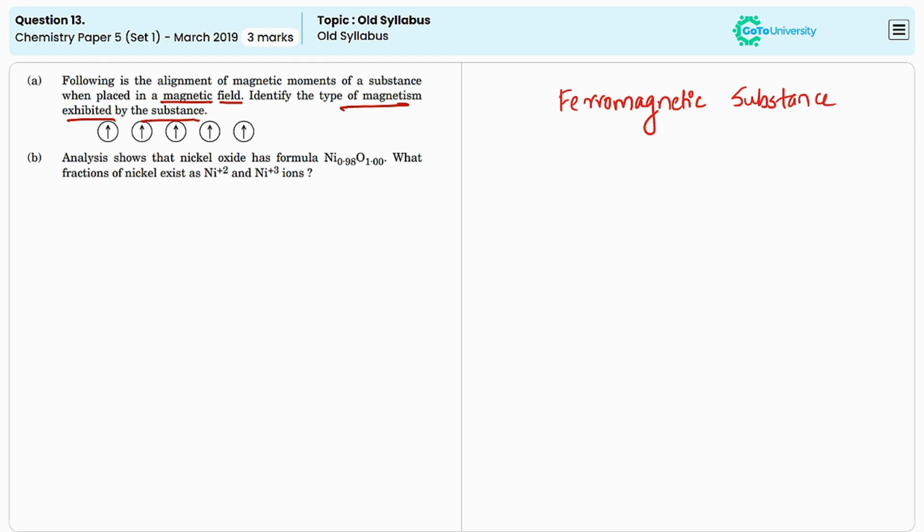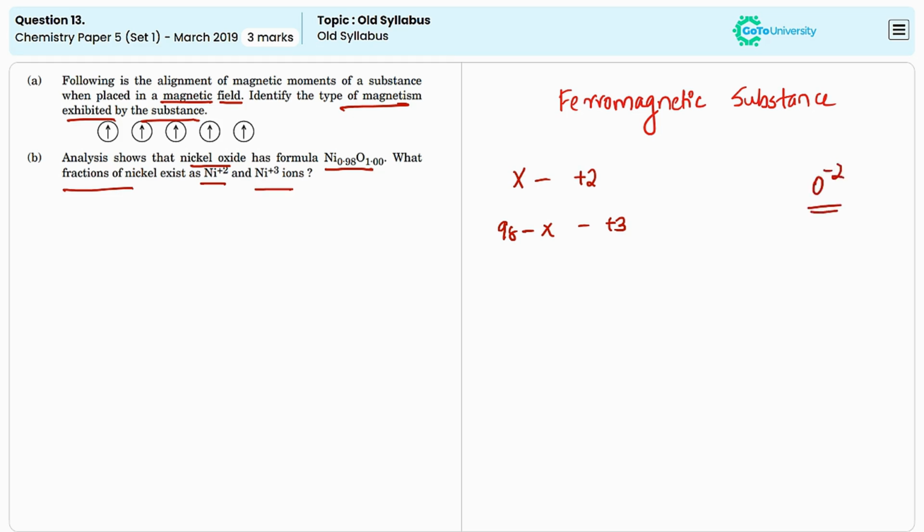In the next question, it is given nickel oxide has the formula Ni0.98 O1.00. We need to find out the fractions of nickel that exist as Ni2+ and Ni3+ ions. As per the given formula, we can write out of 98 nickel ions, x be in +2 oxidation state, and the number of ions in +3 oxidation state will be 98 minus x. Oxide ions has a charge of -2, we know.